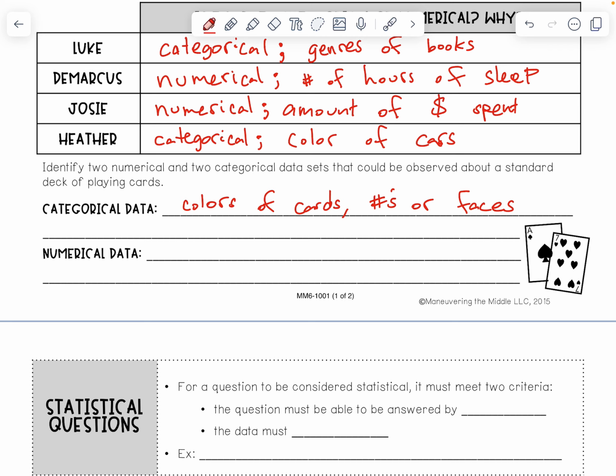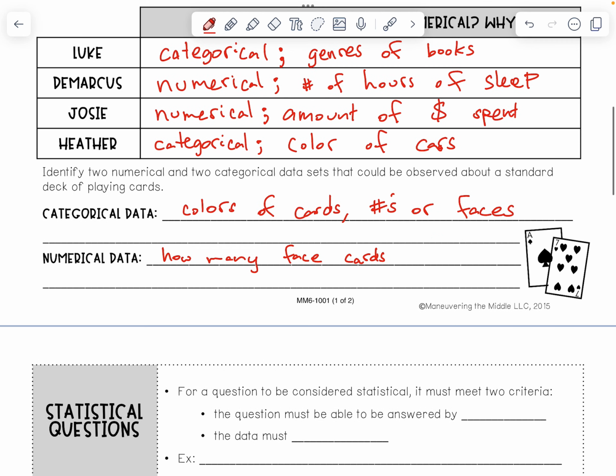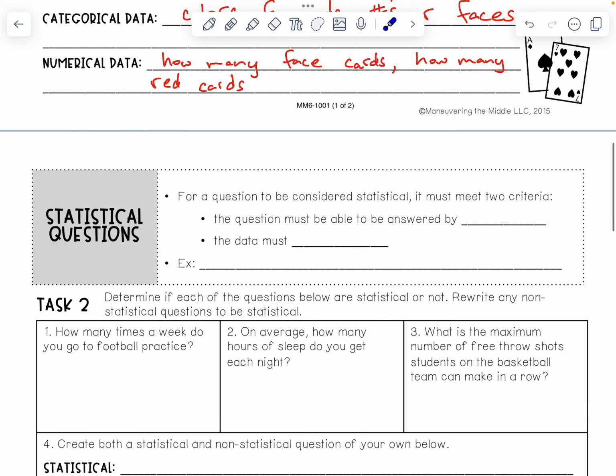Numerical data could be how many face cards. So categorical could be the type of cards, and numerical could be how many face cards, how many black cards or red cards. So that would be numerical data. Let's go to the next section.